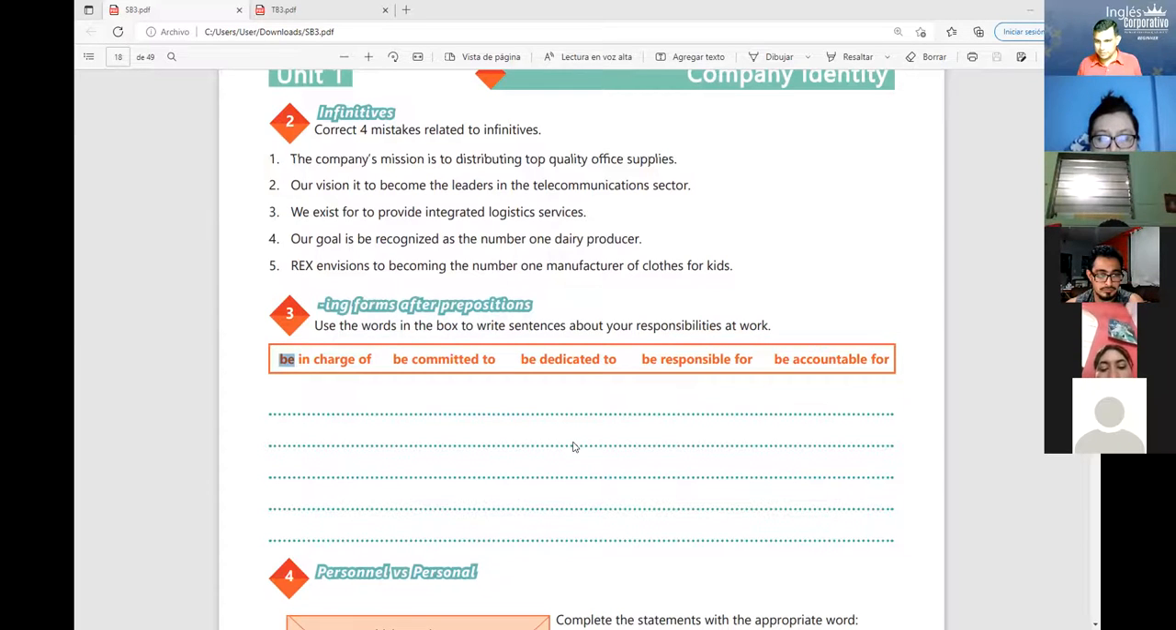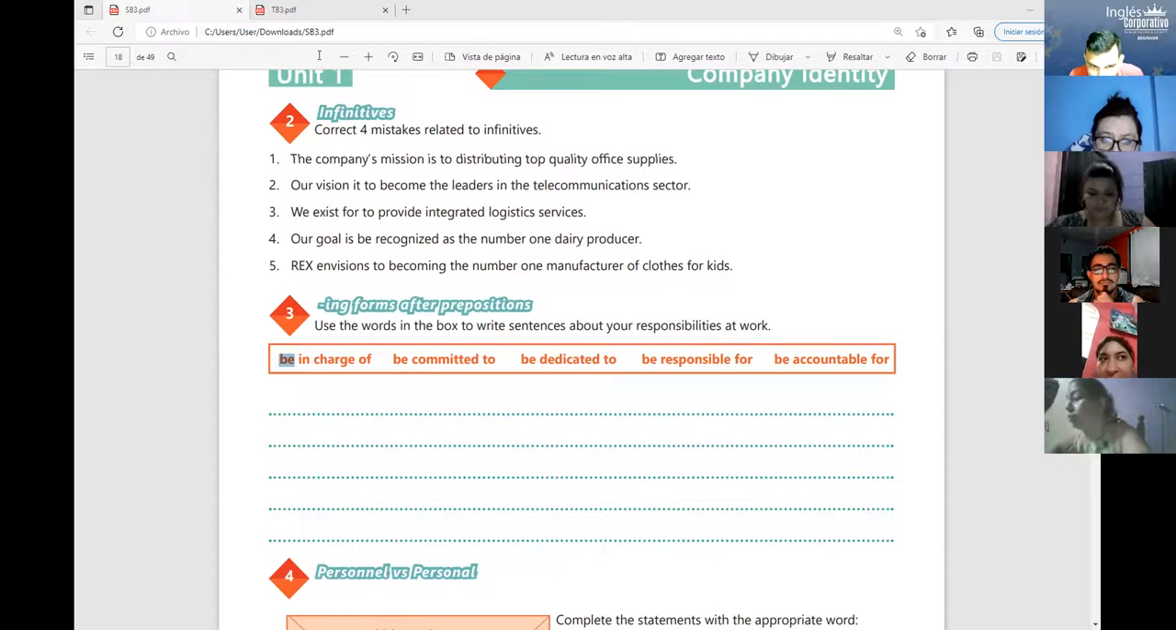In charge of, any volunteer? Me. Go ahead, Miss Hazel. "He is responsible for cleaning the area." Okay, she is in charge of cleaning the area. Excellent. Very good. Última. Another sentence using "in charge of". Me. Go ahead, please. "I am in charge of the administration in my office." Excellent. You are in charge of administrating your office. Excellent. Muy bien, Miss Xiomara.